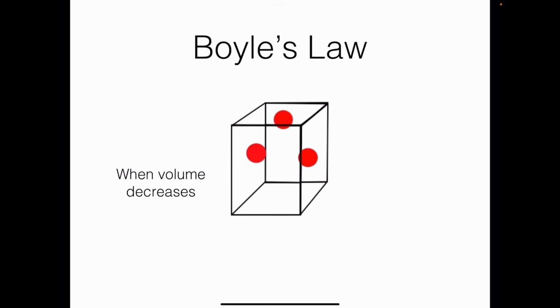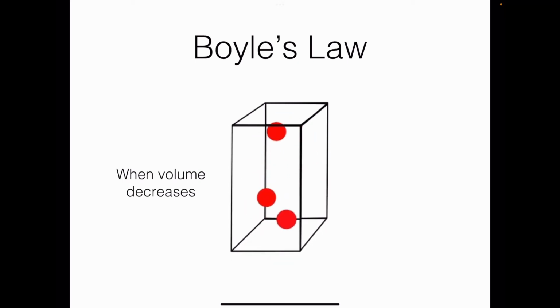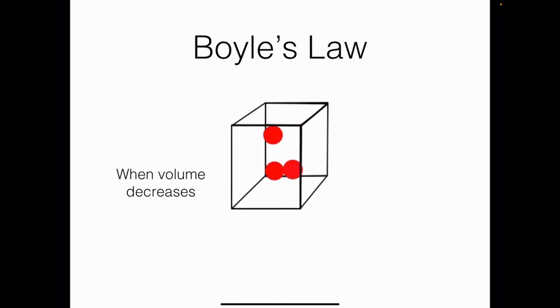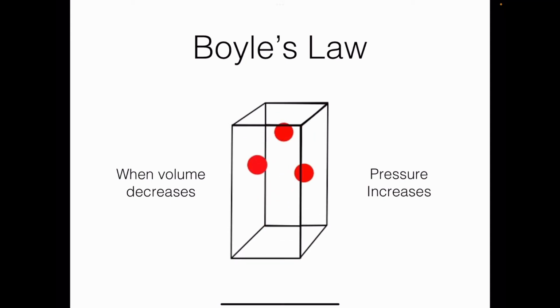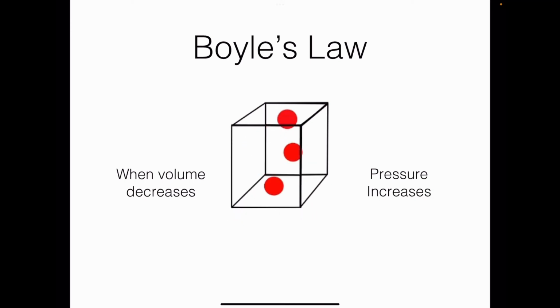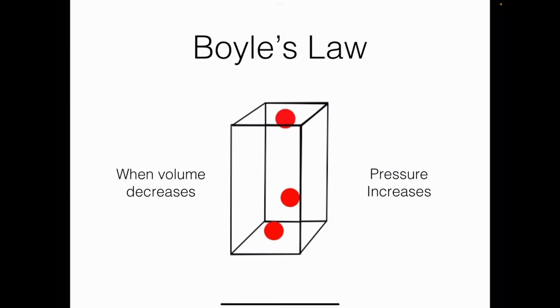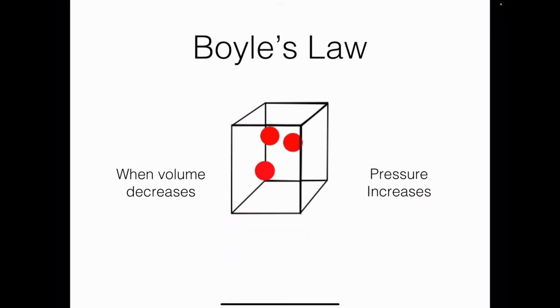So what is happening to the pressure when volume decreases? We see those balls hitting the sides of their container more, and as a result, the pressure is going to increase. The container shrinks, or the volume decreases, those balls, which are atoms or gas molecules, hit the sides of their container more frequently, and as a result, the pressure of this system increases.